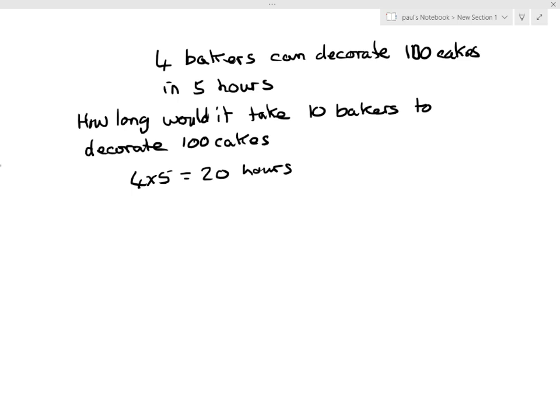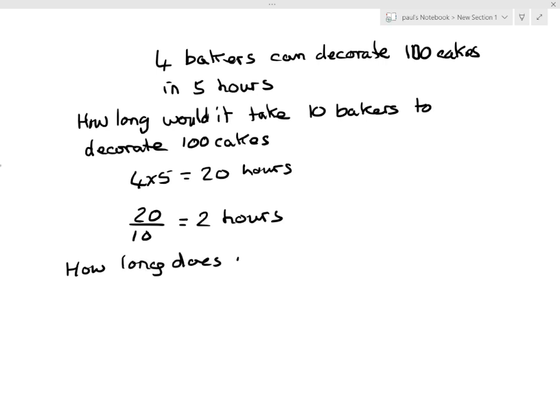So it would take 1 baker 20 hours to make 100 cakes. Now you're going to put 10 bakers on the job. So you would divide the 20 hours by the 10, which will give you an answer of 2 hours. Yeah.